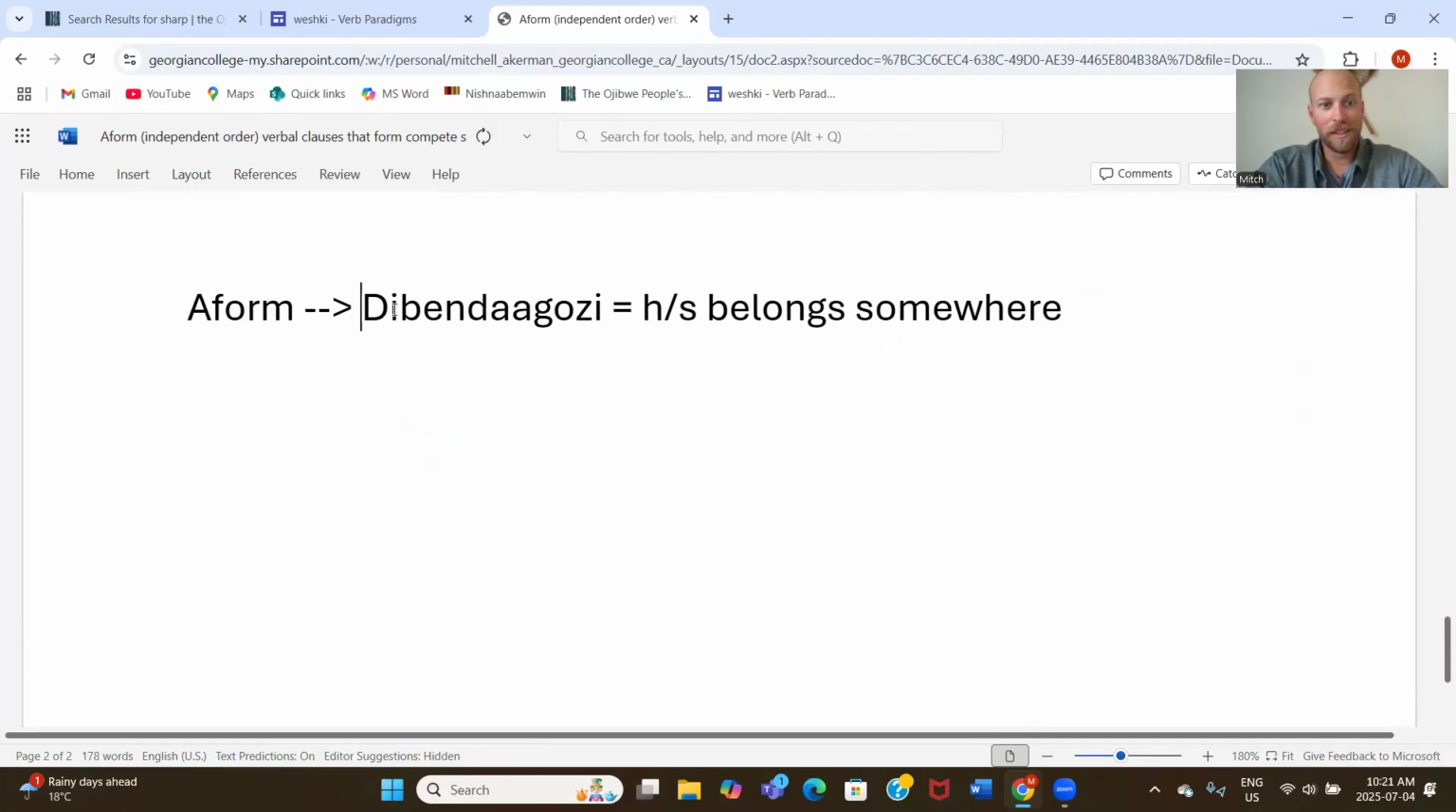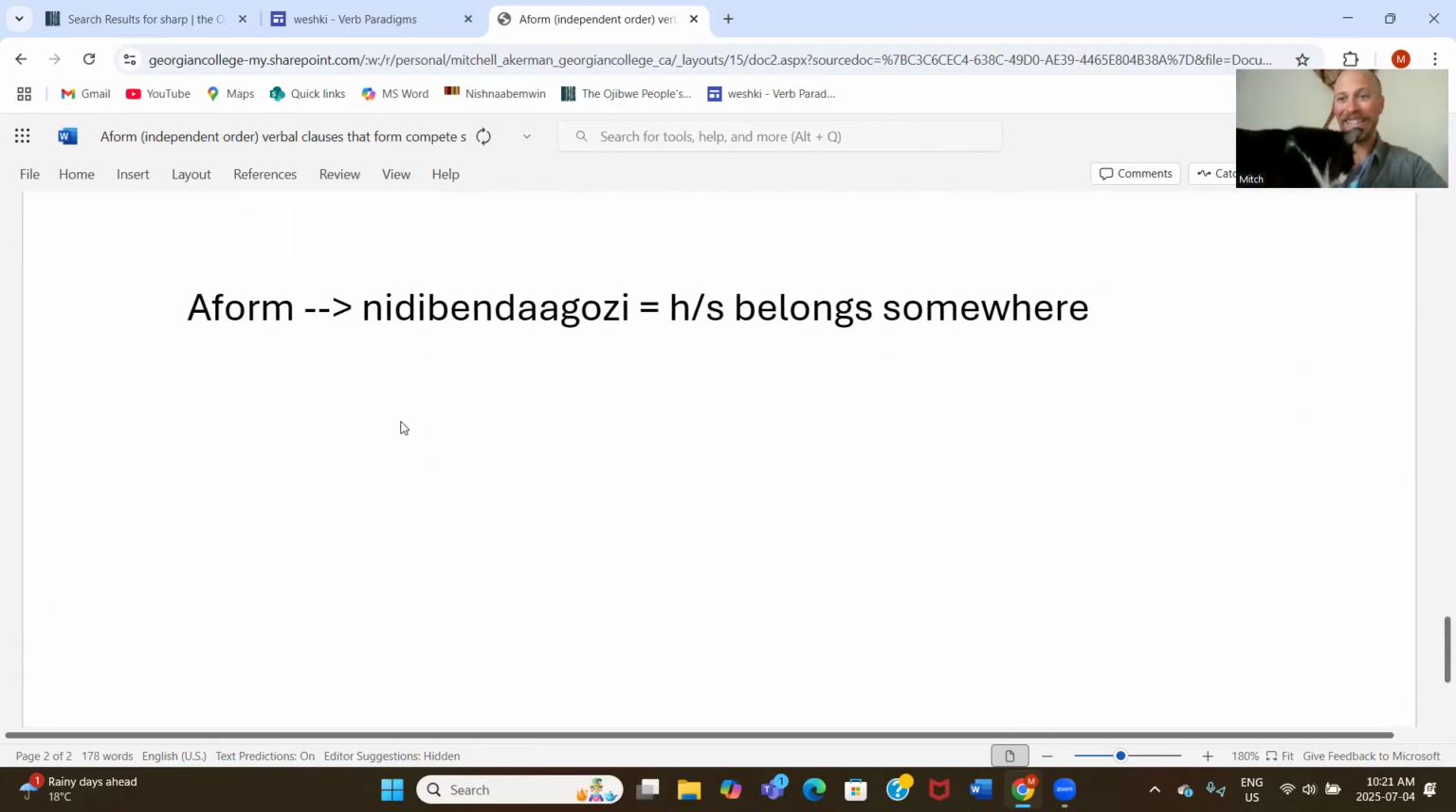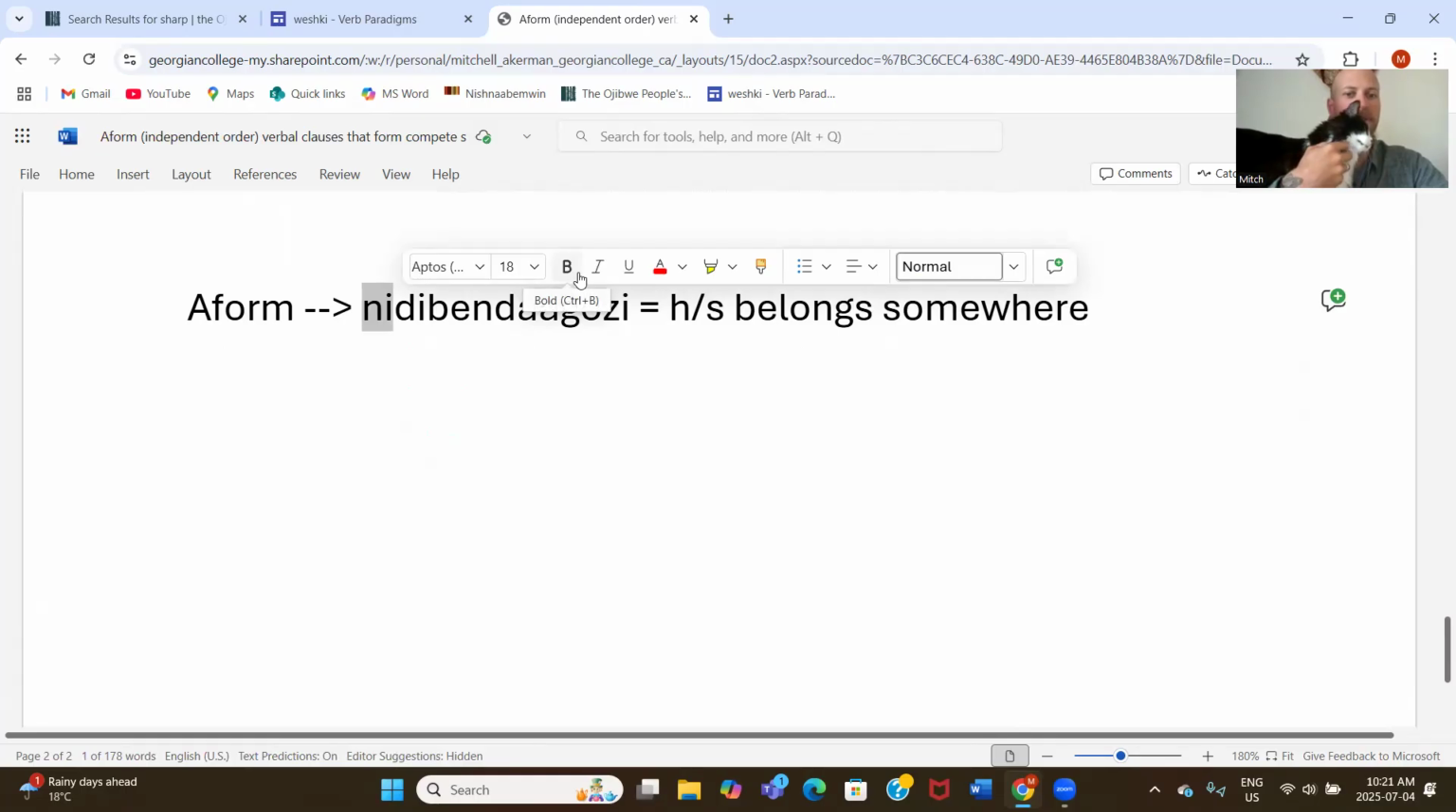Okay. In A form. So, you take de ben dog, is it? And at the front, you're going to say ni or ind, right? They both sound really good, ind or ni, because it's A form. So you're putting that up at the front.